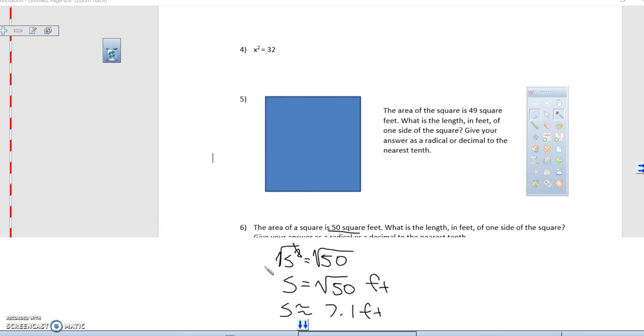Okay, so that is our lesson today, guys, and hopefully it wasn't too complicated. It's understanding the inverse relationship between squares and square roots, and how they work together, and how they cancel one another out.